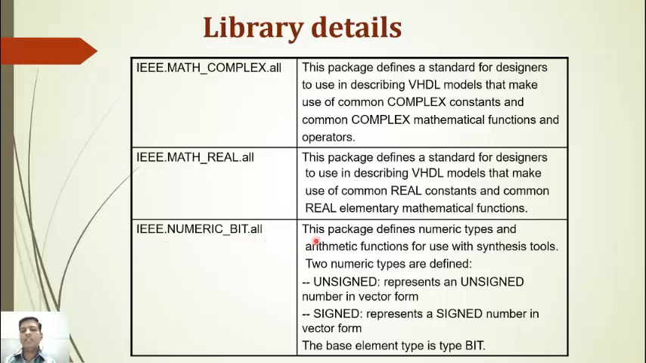Then IEEE.numeric_bit.all. This package defines numeric types and arithmetic functions for use in synthesis tools. Two numeric types are defined, unsigned and signed integer. So unsigned represents an unsigned number in vector form and signed represents a signed number in vector form. The base element type is type bit. Here bit type is there.